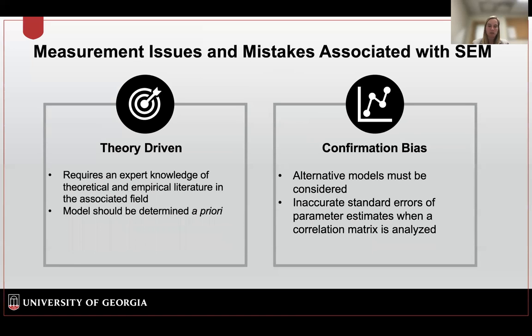Lastly, confirmation bias. Alternative models that may account for the same amount of covariance must be considered in SEM. Without considering alternative models, other explanations of the data are not explored and therefore contribute to confirmation bias. Dividing the data into 2 or more sets to determine if the estimated model in one data set aligns with the estimated model in another data set is one way to validate the data set.